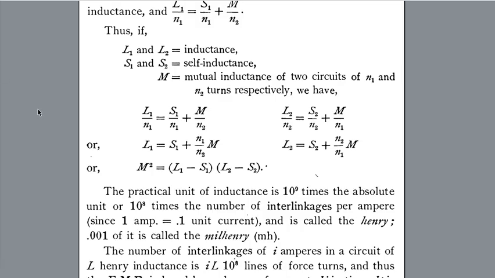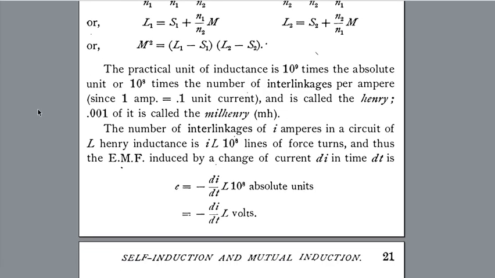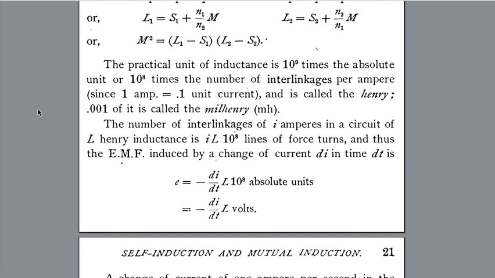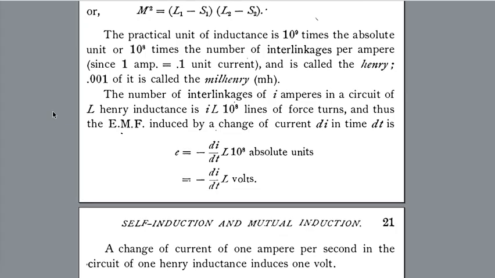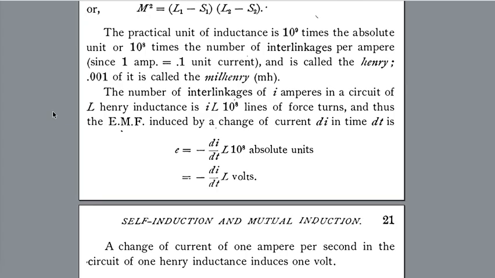The practical unit of inductance is 10 to the 9th times the absolute unit, or 10 to the 8th times the number of interlinkages per ampere, since 1 ampere equals 0.1 unit current, and is called the Henry. 1,000th of a Henry is called the millihenry, abbreviated as mH. The number of interlinkages for a current of I amperes in a circuit with L Henry inductance is I times L times 10 to the 8th lines of force turns.